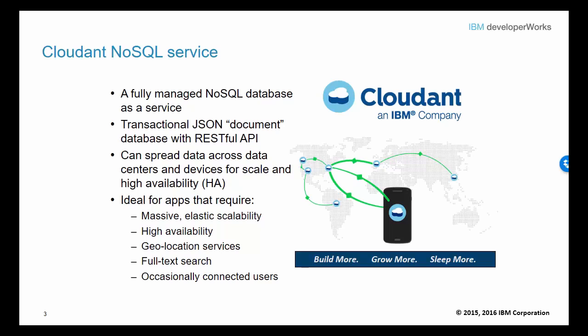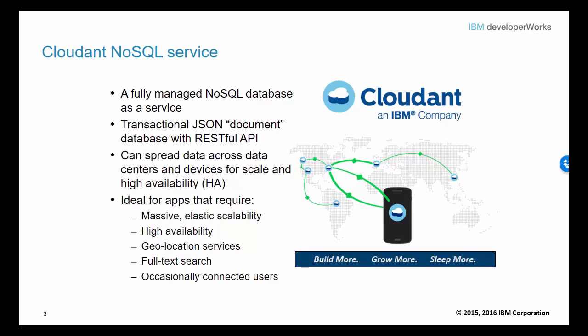It's a fully managed NoSQL database as a service, which means that you don't have to do any of the database management yourself. The service is available to you on the cloud anytime, anywhere. You just need to provide your code and your data. It's a document-oriented database, as we mentioned earlier, and the document format is JSON. It also comes with a RESTful API, which we will discuss in more detail in a few slides.